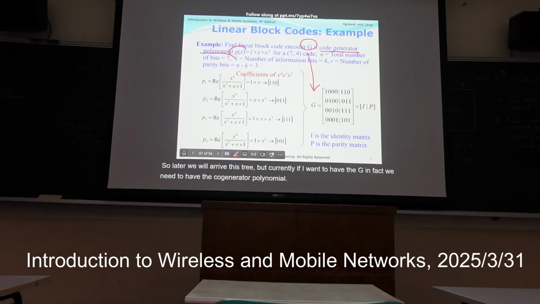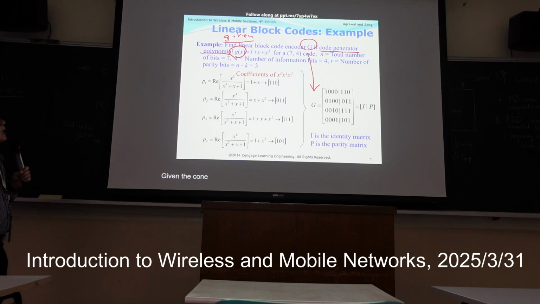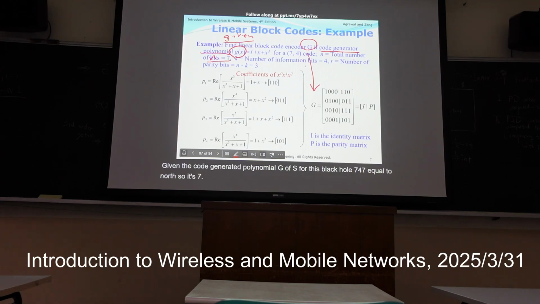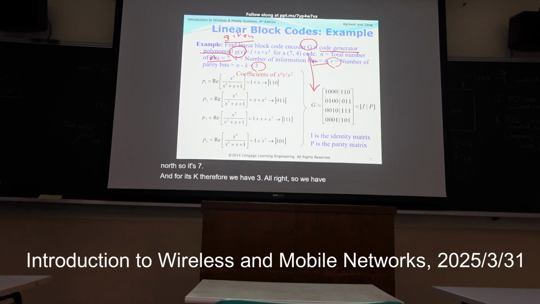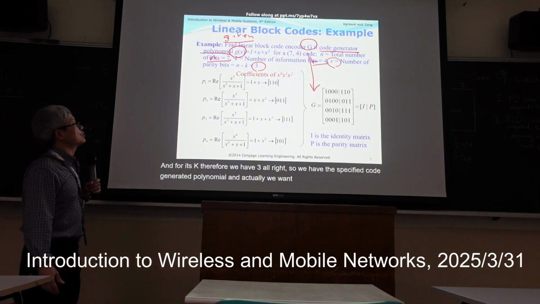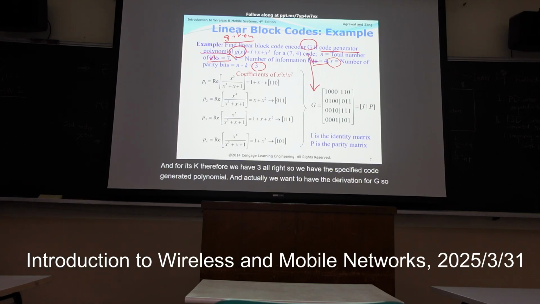So this is given. Given the co-generated polynomial g(x) for this block code, (7, 4) code, 7 equal to n, so it's 7. And for its k, therefore, we have 3. Alright, so we have the specified co-generated polynomial. And actually, we want to have the derivation for G. So this is the goal.